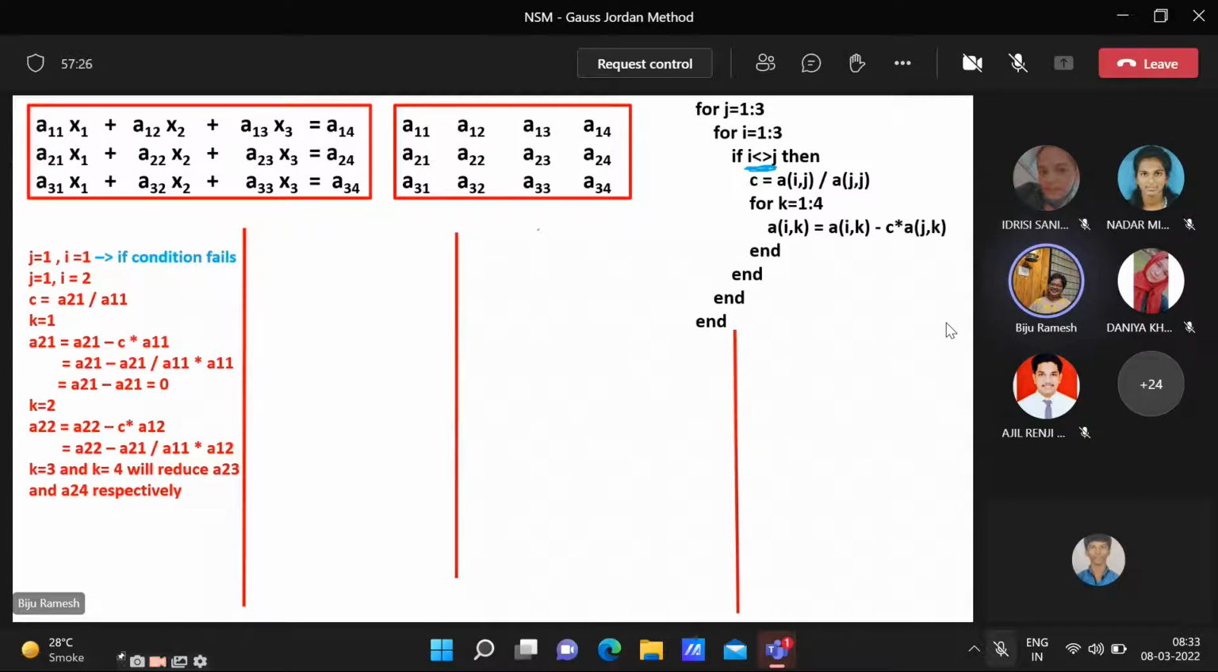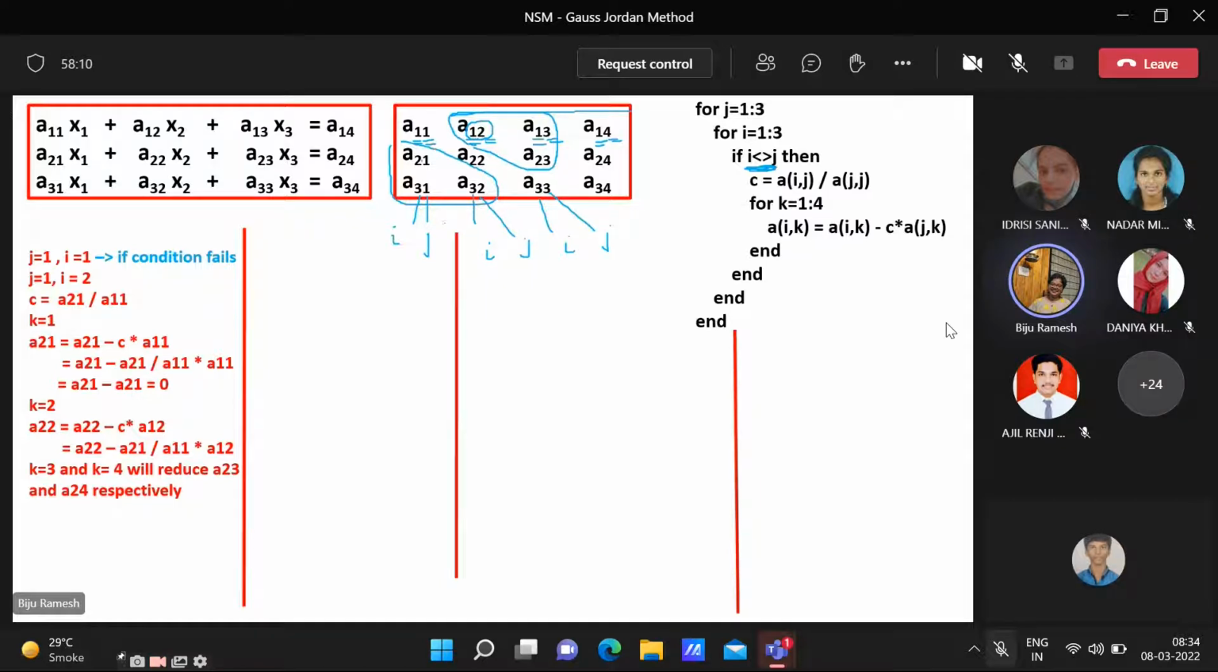So here, this is I and this is J. We have to only reduce this part to 0, or we have to make changes only to this part. So if you see here, is I equal to J? We know this is I and this is J. So everywhere where we have to reduce it to 0, I is not equal to J.